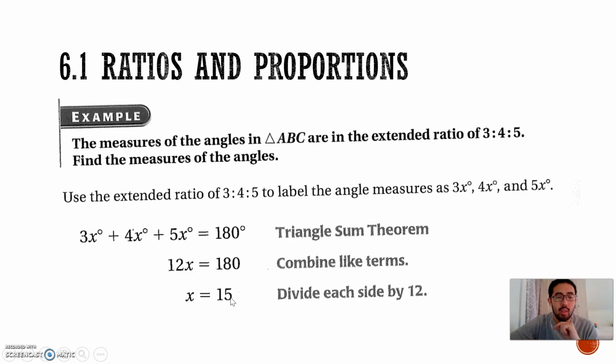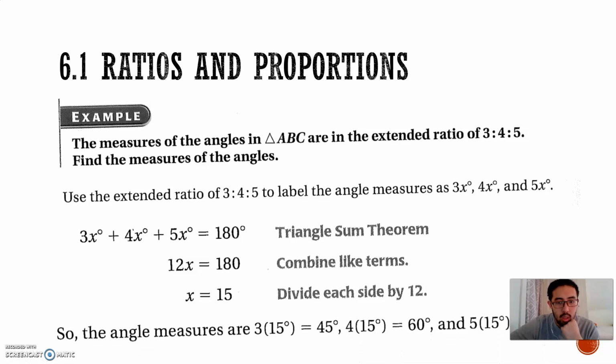Wrong, right? I have to take the 15 value for x and plug it in for 3x, 4x, and 5x to get 45 degrees, 60 degrees, and 75 degrees respectively, right? These are the angles, okay? 75 plus 60 plus 45 do add up to 180, so we should be good.